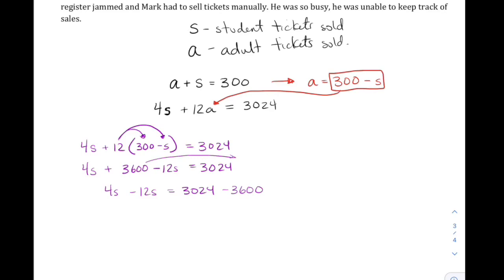Then from there, we're going to add our like terms together. So 4S minus 12S is negative 8S. And over here on the right, we have 3,024 minus 3,600, and we get negative 576. And finally, we're going to divide both sides by negative 8, and we're going to find out that S is equal to 72. So up at the top, S represents student tickets sold. So 72 tickets were sold that were student tickets.